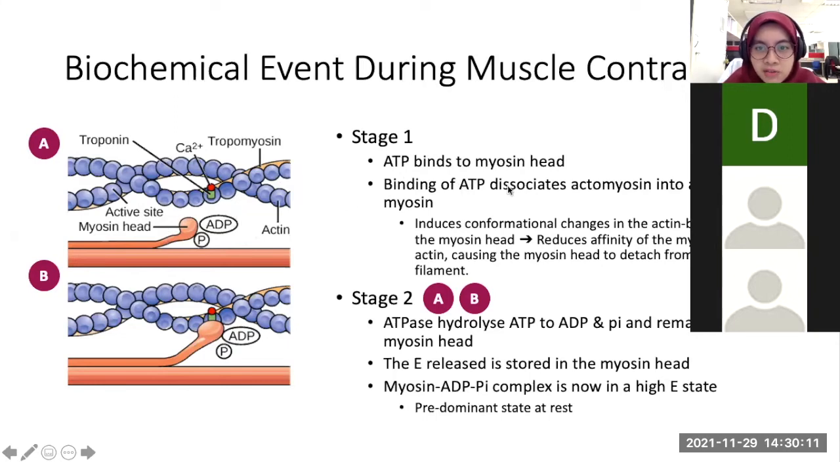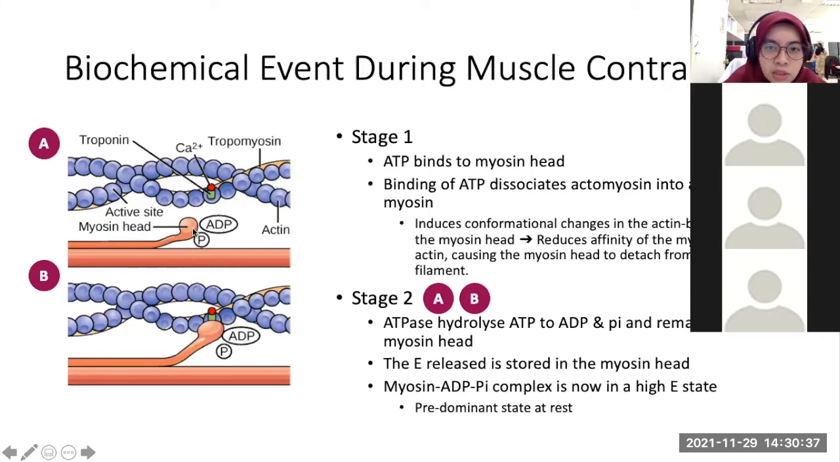So binding of ATP will dissociate the actomyosin into actin and myosin. ATP binding will prevent the binding of myosin head to actin. It induces conformational changes in the actin binding site of the myosin head and reduces the affinity of the myosin head to actin. Generally, in the presence of ATP binding to the myosin head, it will prevent the myosin head from binding to the active site within the actin filament. So it is detached, and there's no cross bridge formed over here.